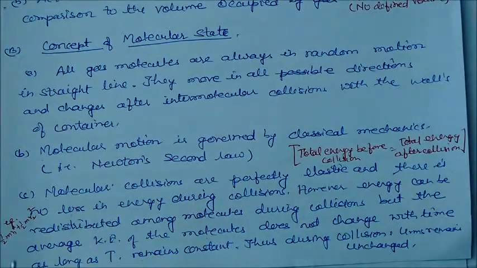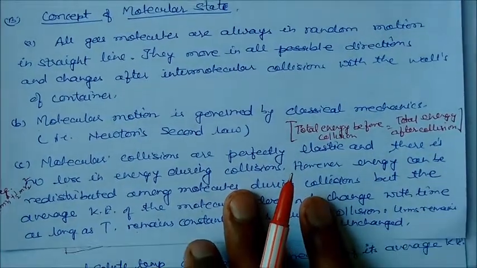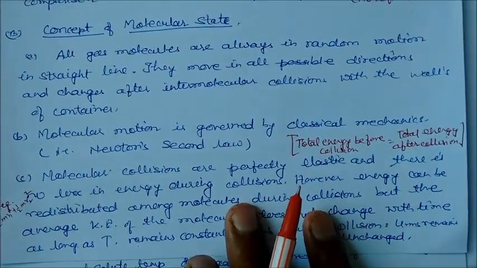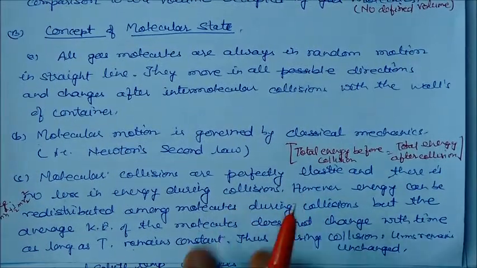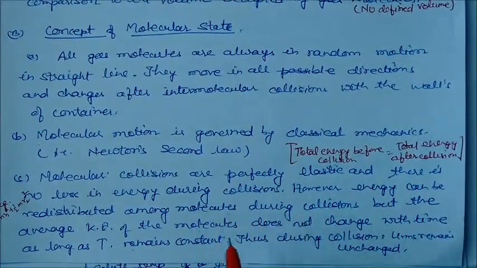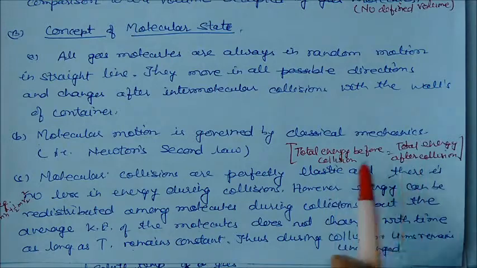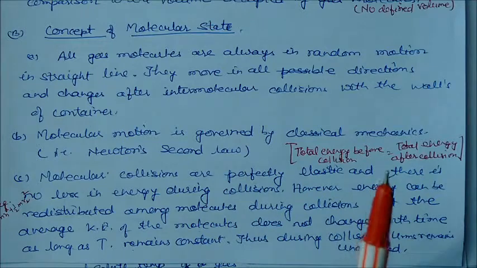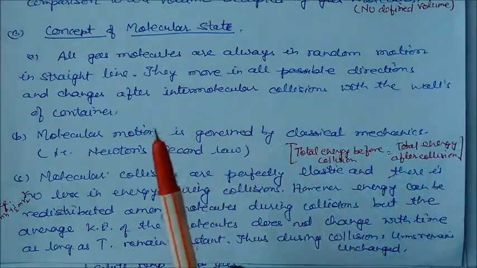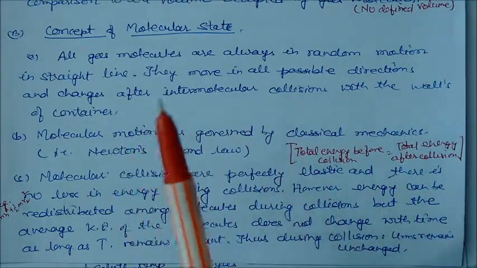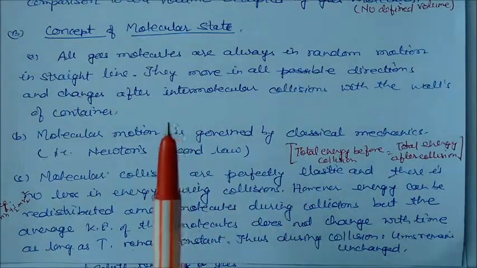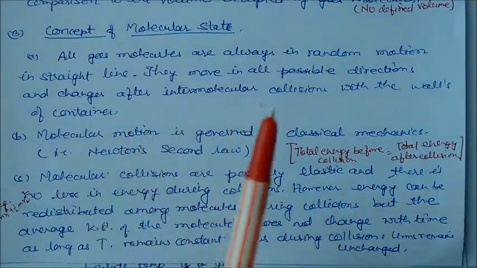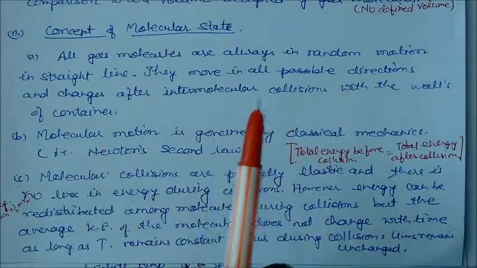Molecular collisions are perfectly elastic and there is no loss of energy during collision. After collision there is no loss of energy; they are perfectly elastic collisions. You know very well what perfectly elastic means: the energy before the collision and the energy after the collision are always equal. So when two gas molecules collide with each other, energy can be transferred from one gas molecule to another. If one gas molecule has 6 joules, it will transfer the complete 6 joules to the other molecule. This is called no loss in energy.